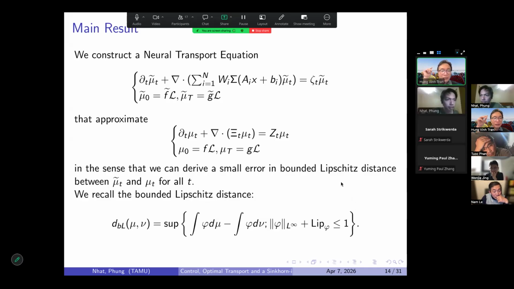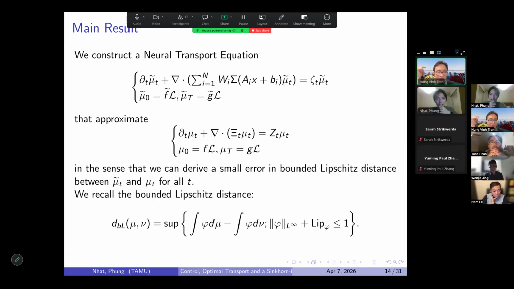Can I ask? I understand that you have F and G given with the density, satisfying your assumptions. And you are doing some sort of inverse problem here, but can you specify? F and G are known, capital T is known. You are constructing the vector field by using the neural network, and the control zeta T is also the control. When you write that it approximates the transport or the Fokker-Planck equation below, what is known and what is not known? I'm a little bit confused.